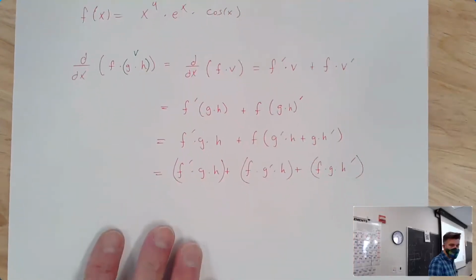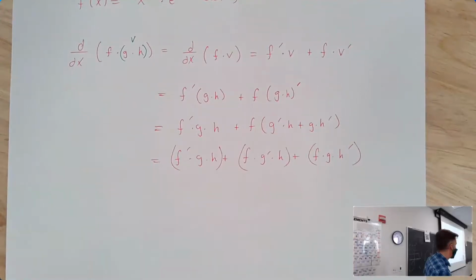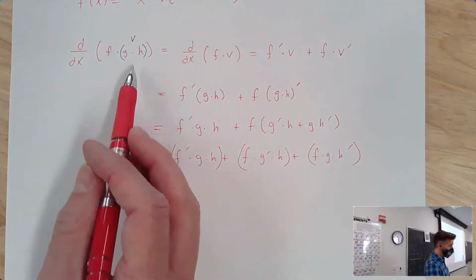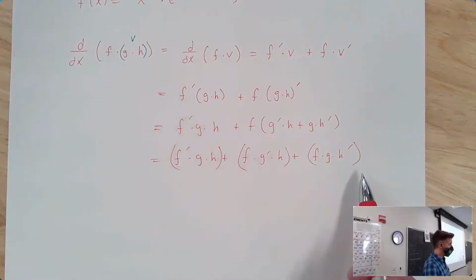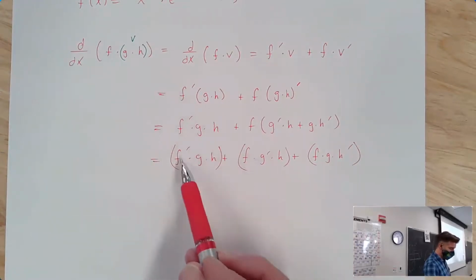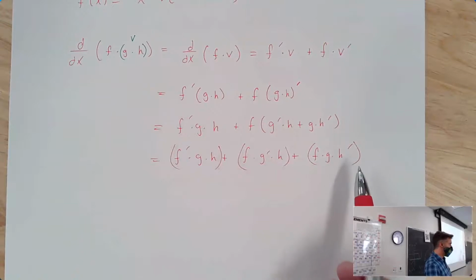And there is a nice pattern. Whenever you have a product of more than two things, or really a product of any number of things, here's what typically happens. The derivative of the product of, say, three things, you get three pieces. Each piece has one derivative, and the other two are not derivatives. And that pattern always holds.